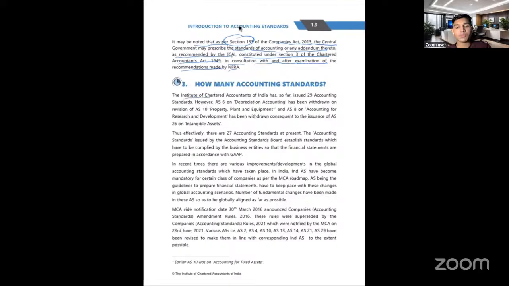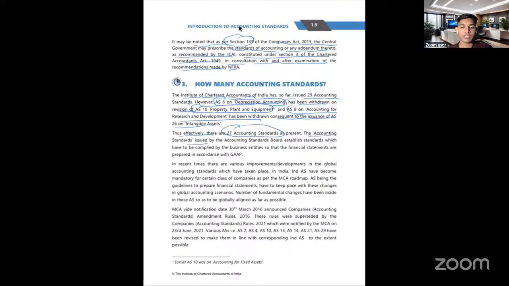How many accounting standards? The Institute of Chartered Accountants of India has so far issued 29 accounting standards. However, AS 6, that is depreciation accounting, has been withdrawn on revision of AS 10, property, plant and equipment, and AS 8, accounting for research and development, has been withdrawn consequent to the issuance of AS 26, that is on intangible assets. Thus, effectively, there are 27 accounting standards at present.